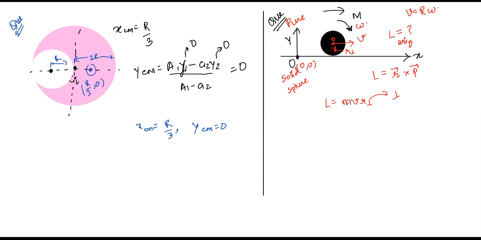So angular momentum is mv into r perpendicular. Although the actual r value is this, but this capital R is the perpendicular distance of the center of the sphere from the origin. So we have M V R, right? This is the perpendicular distance for angular momentum, right?